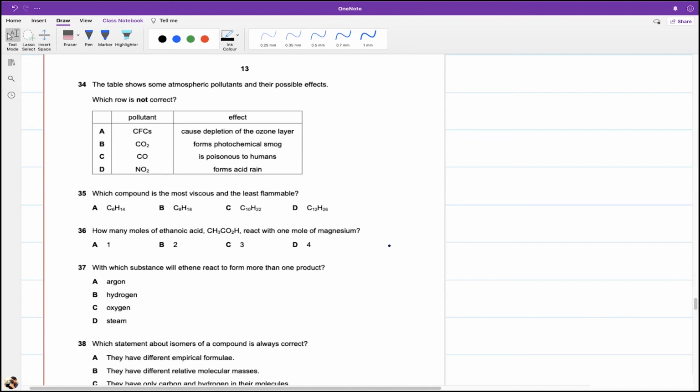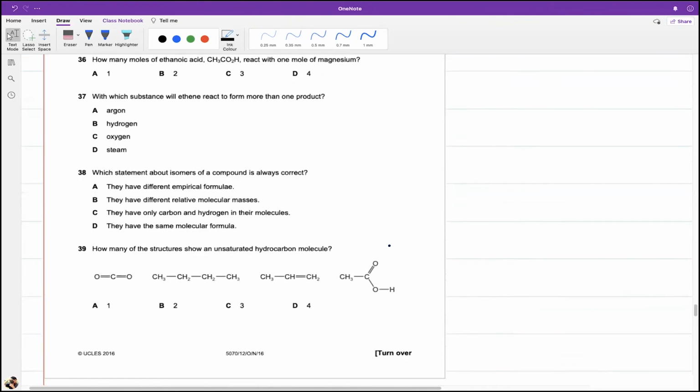With which substance will ethene react to form more than one product? So ethene does not react with argon. Argon is in noble gas. Hydrogen के साथ it will make ethane. That's just one product, additional reaction. Oxygen के साथ will burn, combustion reaction producing carbon dioxide and water. So that is C. Steam के साथ it will form alcohol. We know that we do it in presence of phosphoric acid as catalyst, 300 degrees Celsius. So that means steam के साथ भी additional reaction होगा. That's not the answer. C is the answer.